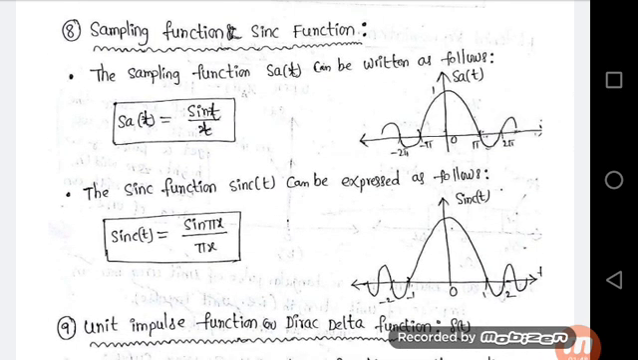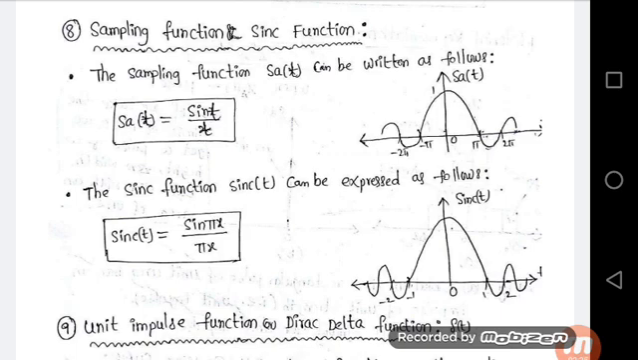Next one is the sampling function and the sinc function. The sampling function Sa of t can be represented as follows: Sa of t is equal to sin t by t, where Sa equals sampling, t equals time, and sin equals the angle of the pulses.